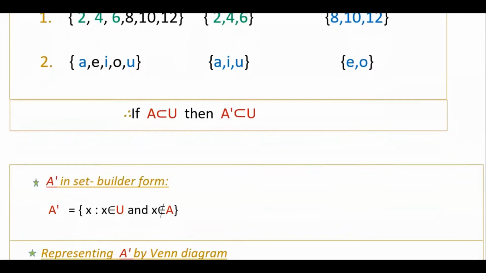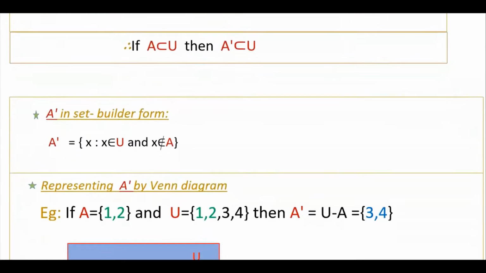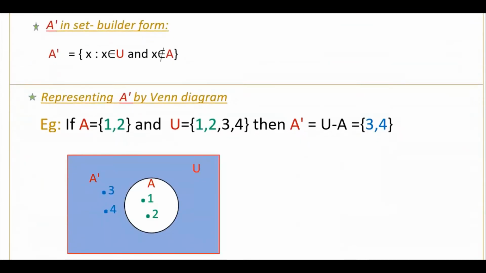And if you show the complement of a set in set builder form, you have to write like this: A complement is equal to {x such that x belongs to U, and x does not belong to A}. So x always belongs to the universal set, but in that set the elements of A are not included. So this is the complement of set A.